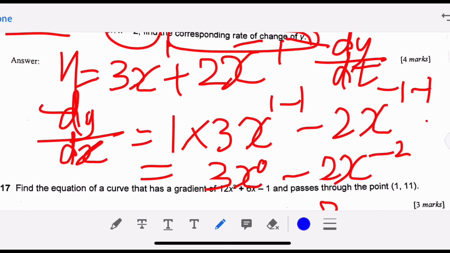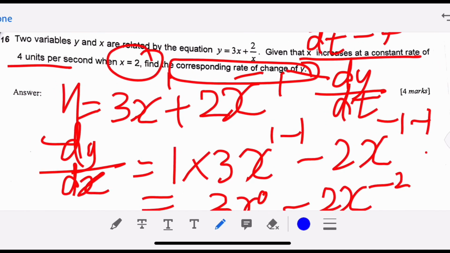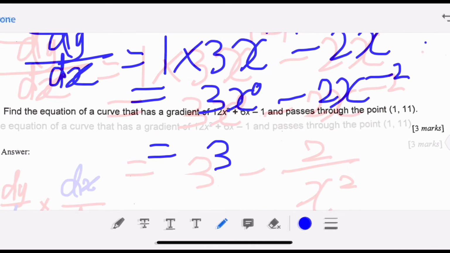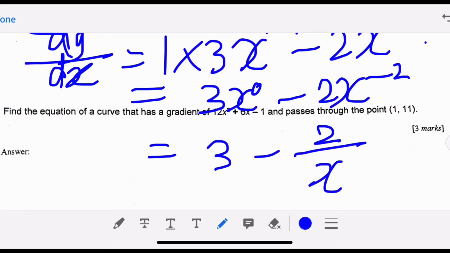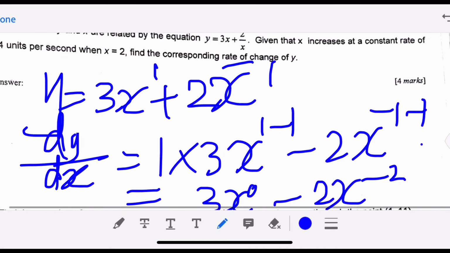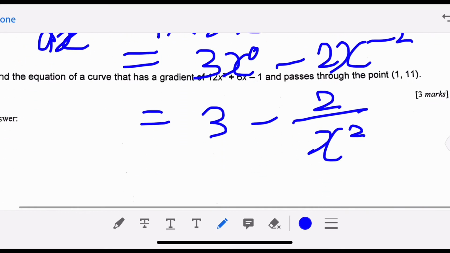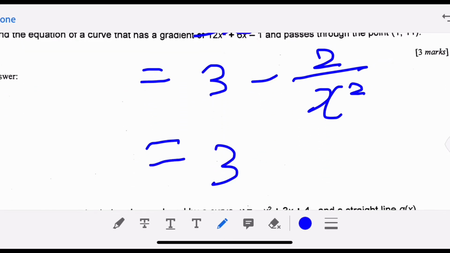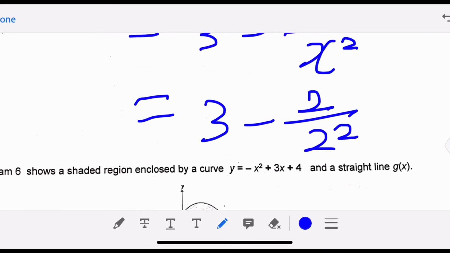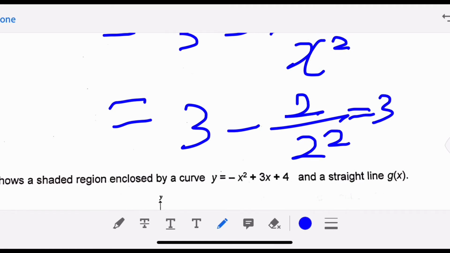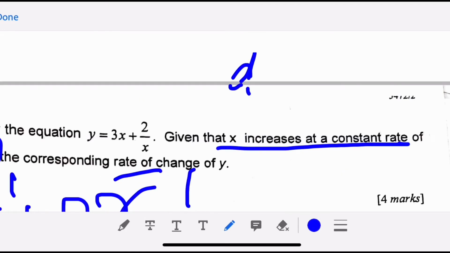After you differentiate, you simplify first before you substitute the x. For sure they will give you the x. Okay, dy/dx depends on x. Now let me explain to you dy/dx. It is 3 minus 2 over x squared. So you see the x is 2. So you have to substitute x equals 2 into dy/dx. So your answer is 3 minus 2 over 4, which is 1 over 2, right?